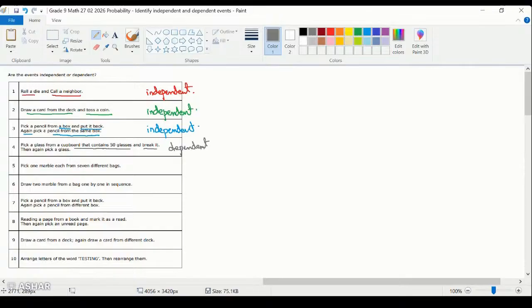Agreed? Why? The 50 glasses, you break one, that becomes 49. It's dependent on the first one.